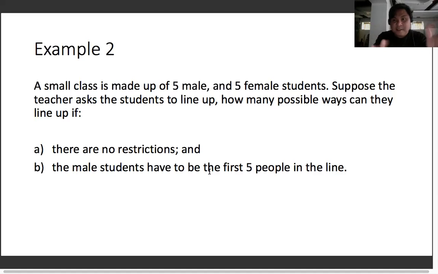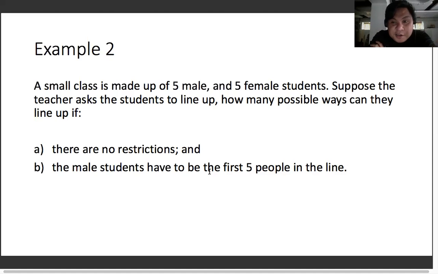So, they can line up any way they want. And letter B, the male students have to be the first 5 people in the line. So the way the line goes is it should be 5 males. So male 1, male 2, male 3, male 4, male 5. Then followed by the next 5 females. Female 1, female 2, female 3, female 4, female 5.